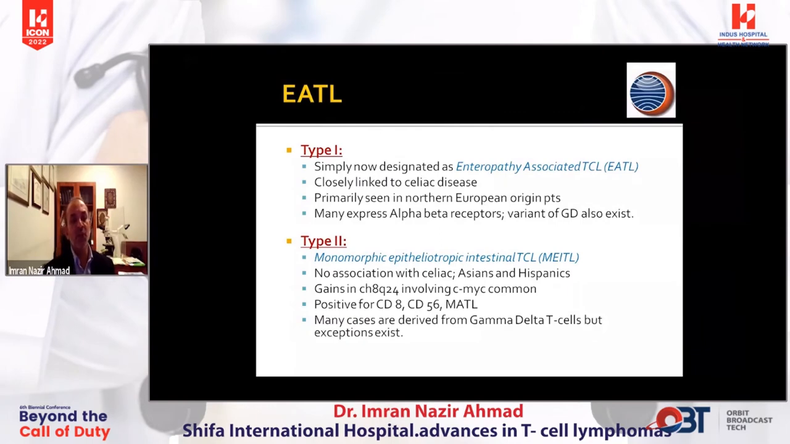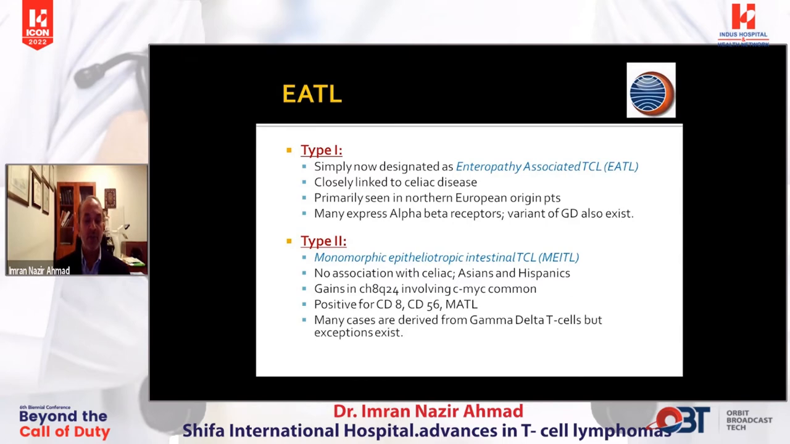So it used to be type 1 and type 2 EATL, enteropathy associated T-cell lymphoma. Now type 1 is simply called EATL, which is closely linked to celiac disease, usually seen in Northern European patients. This mostly expresses alpha beta receptors, but there is a variant which will have gamma delta receptors. The type 2 is now known as monomorphic epitheliotropic intestinal T-cell lymphoma, or MEITL in other words. It has no association with celiac. It's mostly seen in Asians and Hispanics. We did have a case of MEITL about a couple of months ago.